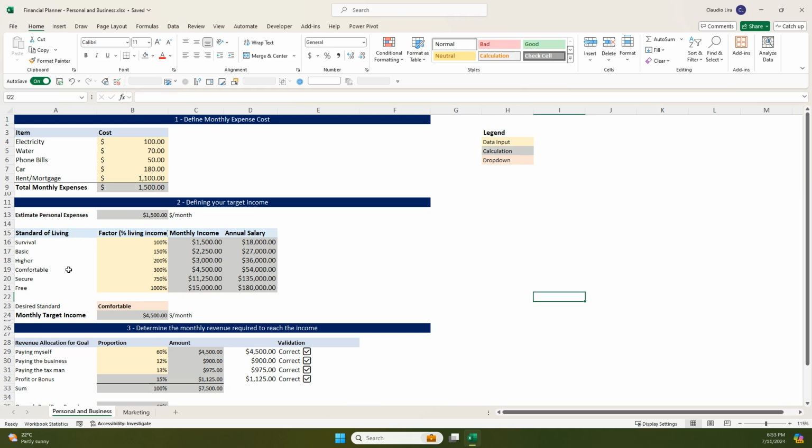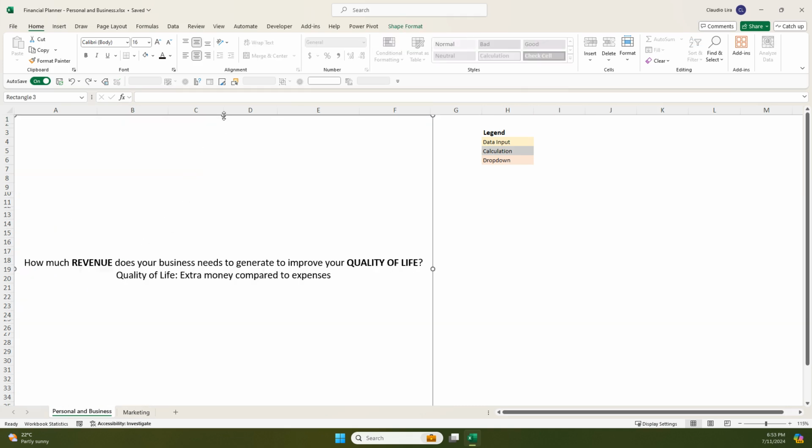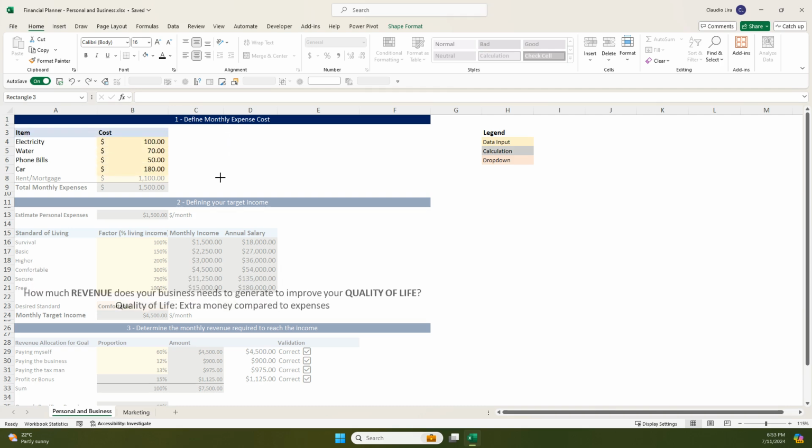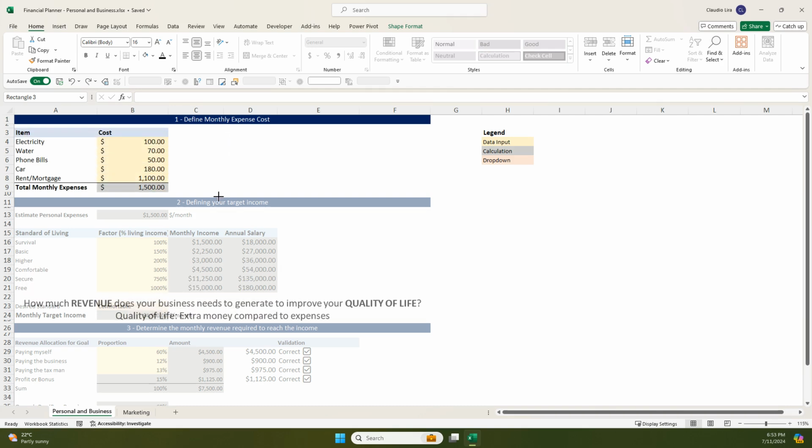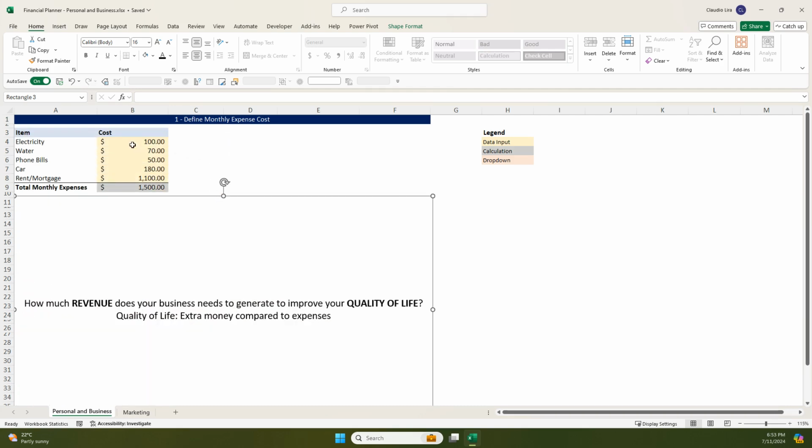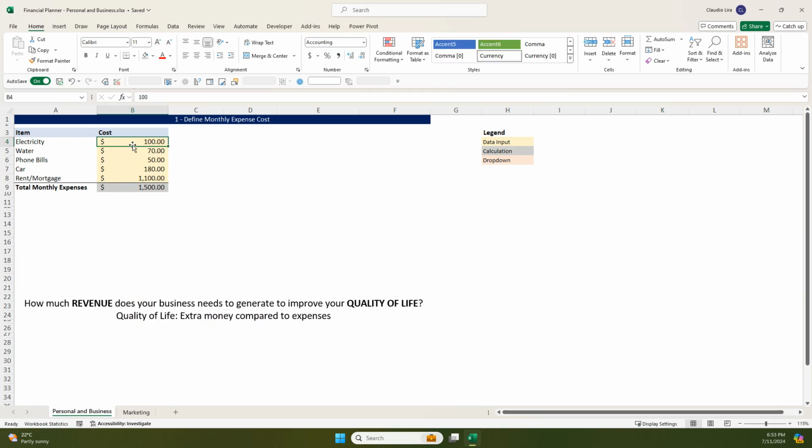of living. So to start with, let's just go back here and start with the first item, which is defining your monthly expenses. So you need to create a list of items that you pay every month. In this example, I have here electricity, water, phone bills, and so on.